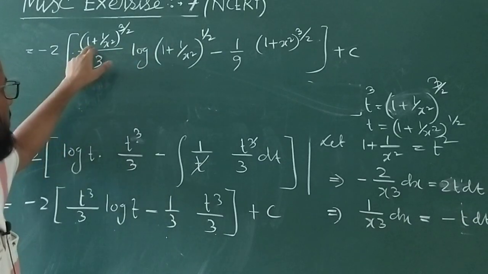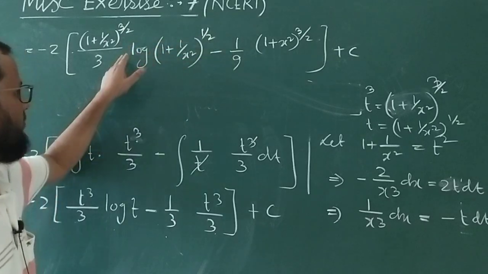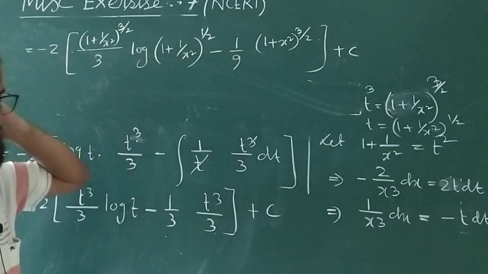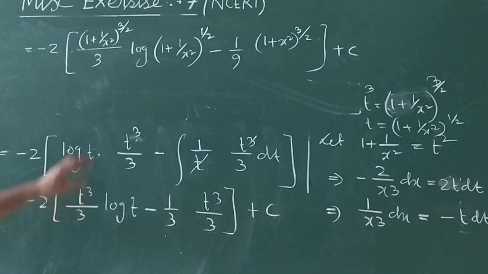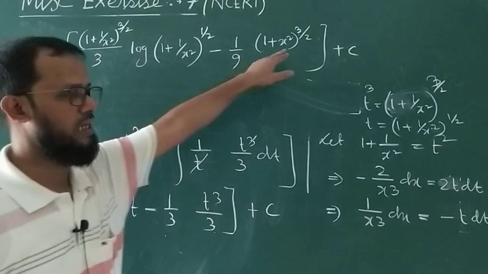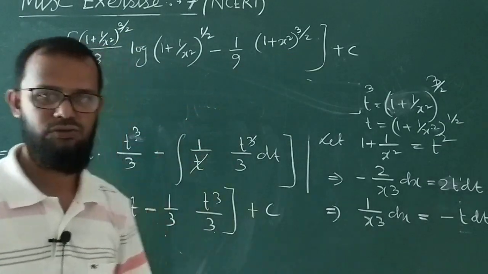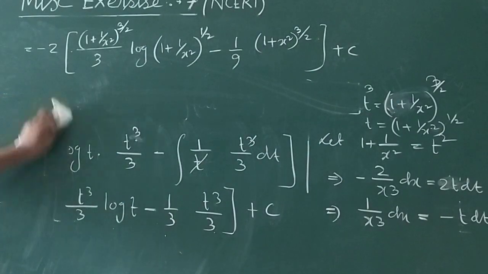ठीक है, 1 प्लस 1 बाई एक्स स्क्वायर होल टू द पावर 3 बाई 2 डिवाइड बाई व्हाट? हाफ तो मल्टीप्लाई हो जाएगा इधर, तो 6 हो जाएगा. और एक्स्ट्रा एक लाइन आप कर सकते हो. फाइनली आपका आंसर होगा. और आप अगर चाहते हैं तो 3 कॉमन भी ले सकते हो, तो और थोड़ा रिड्यूस होगा. ठीक है. सो दिस इज द फाइनल आंसर ऑफ दिस पर्टिकुलर क्वेश्चन.